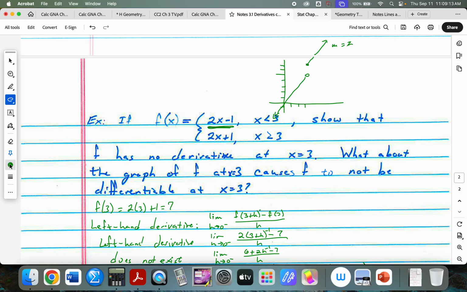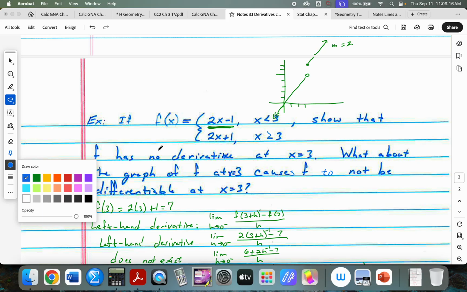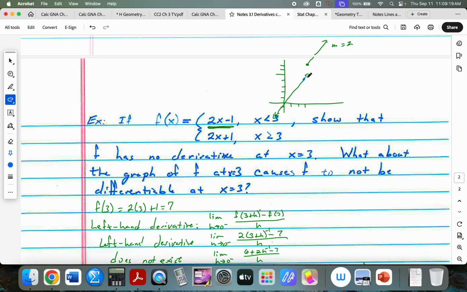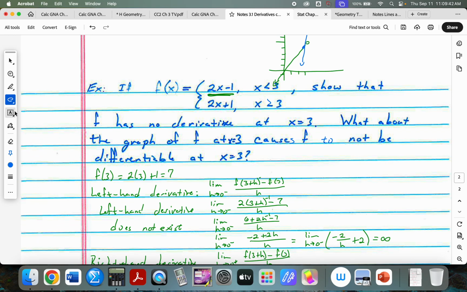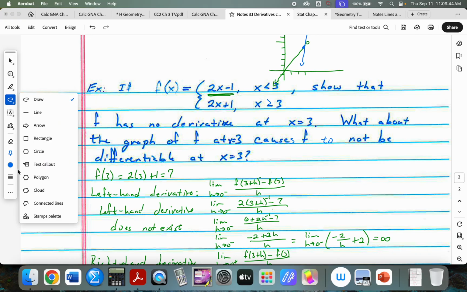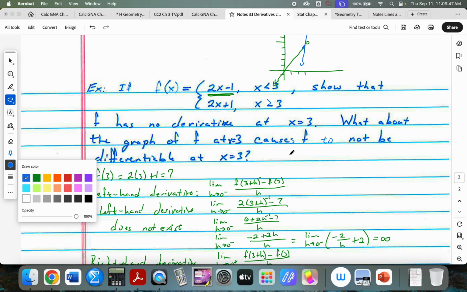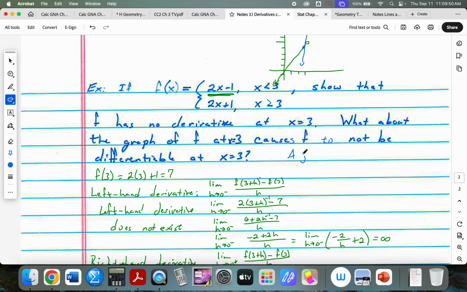And when we were finding the slope of the derivative, what we were doing is connecting points over here to this point. And you can see how those get closer and closer to positive infinity the closer I move this point to this hole. Okay, so what about the graph of f causes this to not be differentiable at x equals 3? A jump discontinuity.